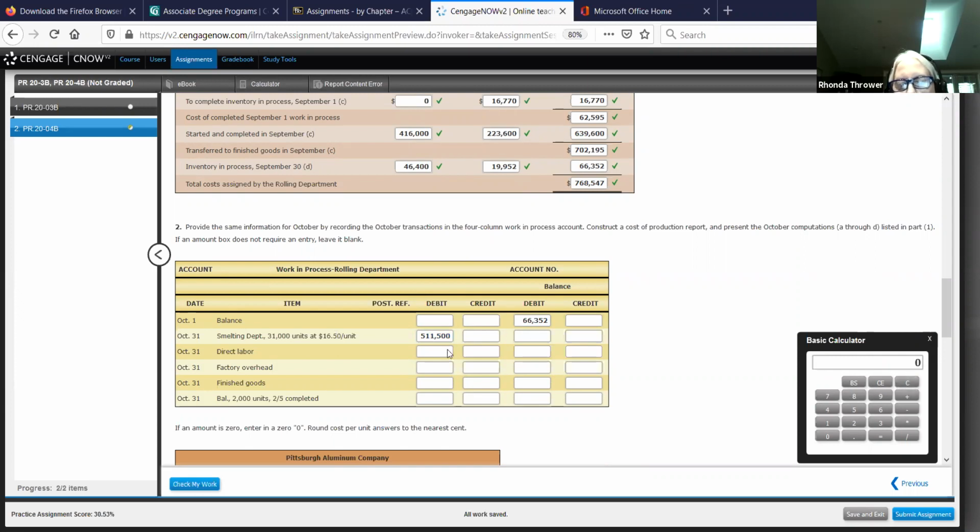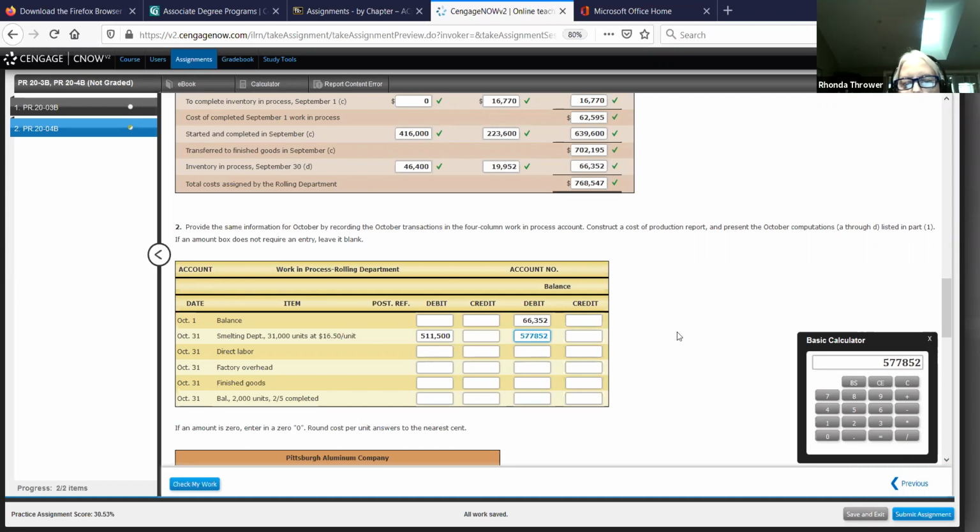Then we're going to rebalance the ledger account just like we did before. So our beginning inventory, 66,352, plus 511,500 is 577,852.